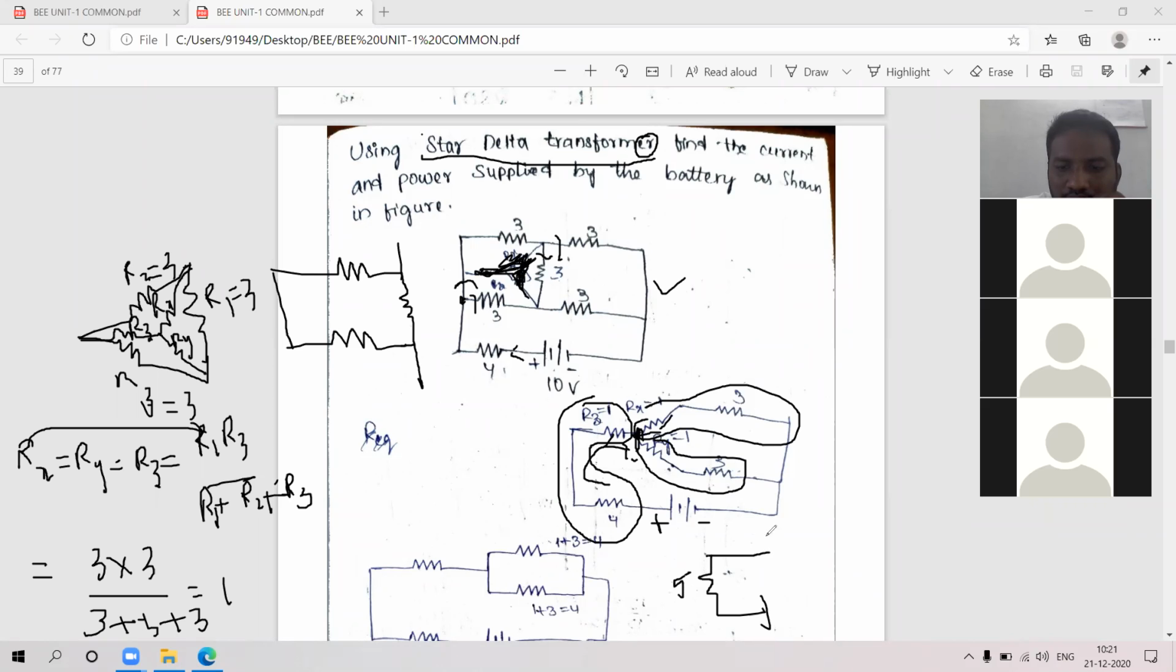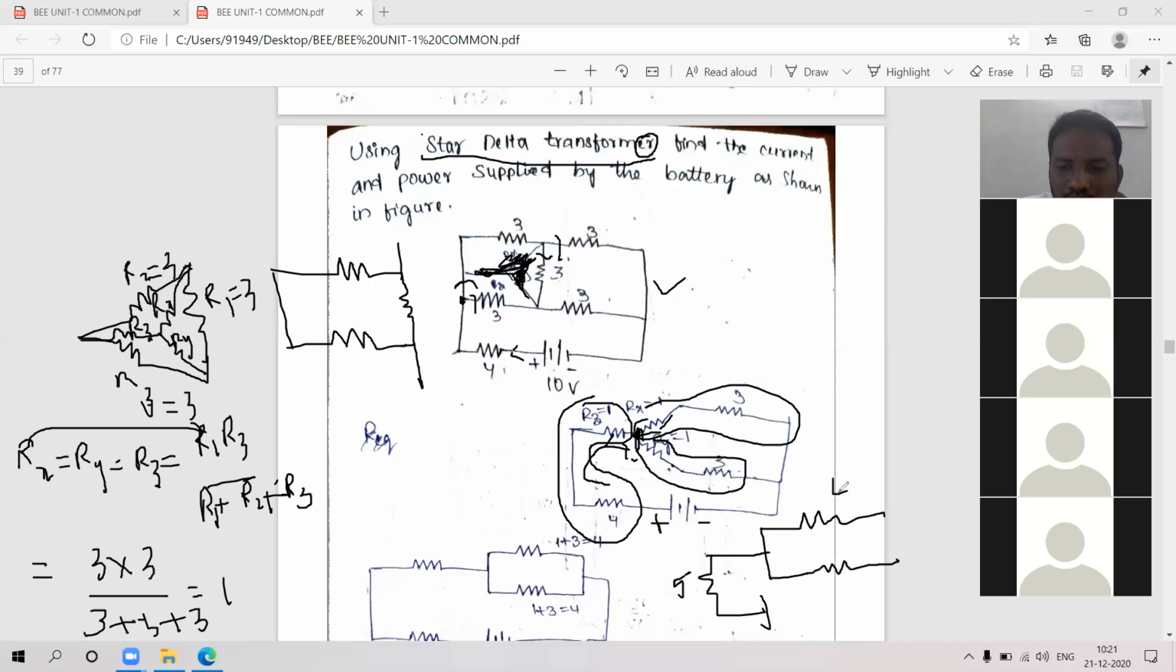And then these two, 1 plus 3 is 4, and the other 1 plus 3 is 4. These two are connected, and these two are connected with the negative supply. This is the new circuit I am getting.